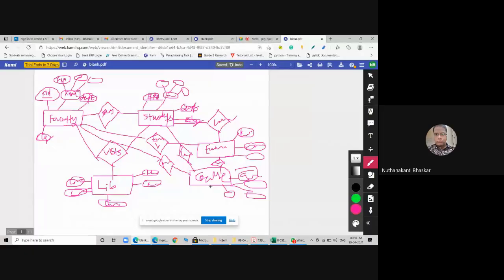Now we have to define all the attributes. Along with that, we have to define the cardinality, total and partial participation, and weak and strong entity. Let us check that. Now faculty teaches students. Here, how many students does a faculty teach? One faculty teaches many students. Yes or no?